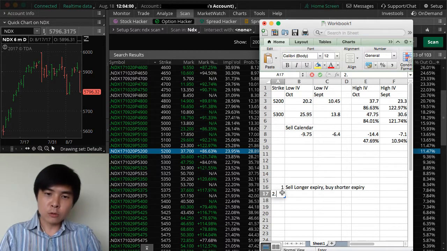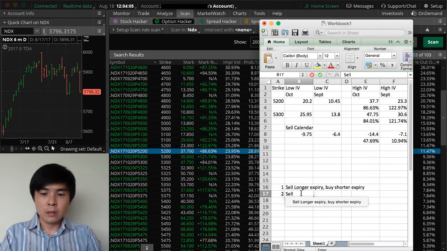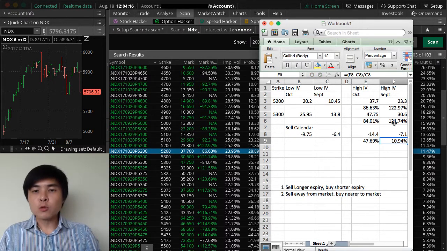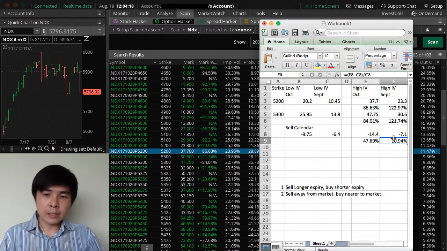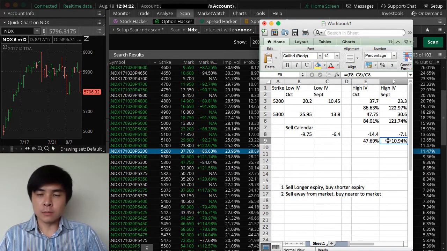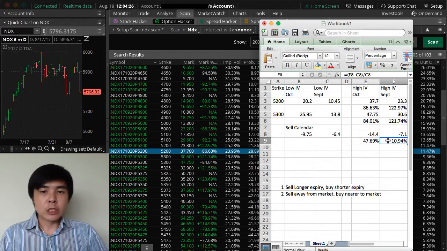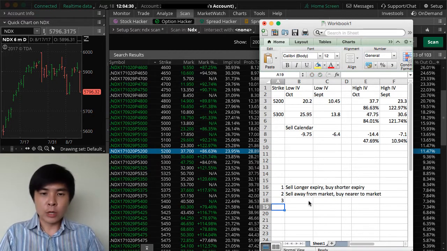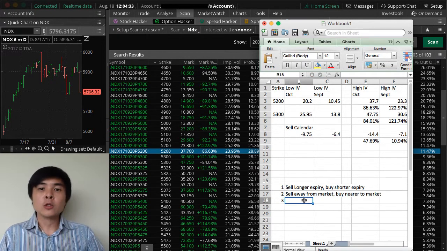So the second point to take note is sell away from market and buy nearer to market. And this will actually protect you to a certain extent so that you do not lose so much when the market crashes or when the IV actually spikes. Now I'm going to show you the third thing to walk away with when you're selling a calendar spread to protect you even further.